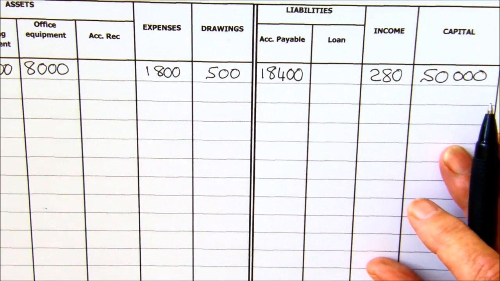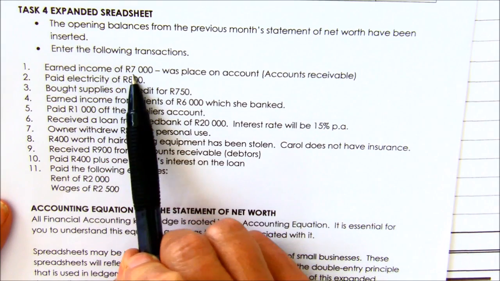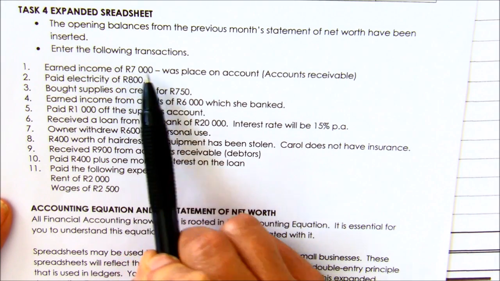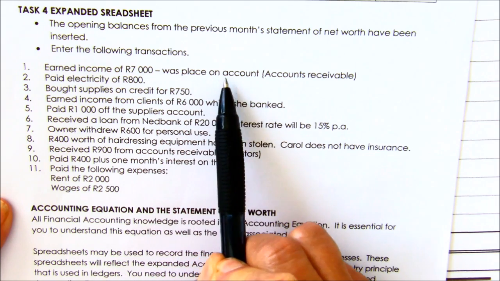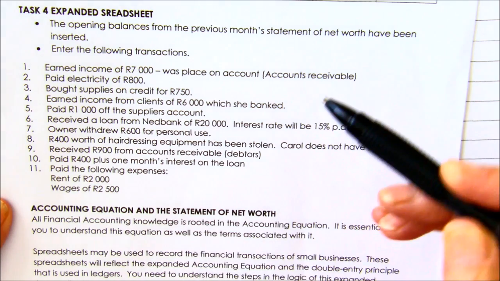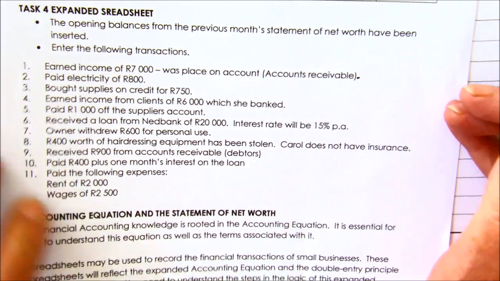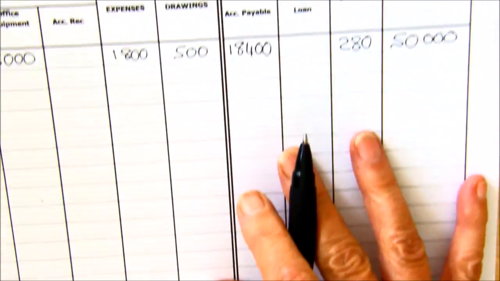majority of the cases. So if we have a look here now at the first entry, it says we earned an income of 7,000. But this was placed on account. So in other words, we did not receive the money. Now, when people owe you money, this is referred to as accounts receivable. The word receivable means you will receive it. So we now have to bring that into our spreadsheet.